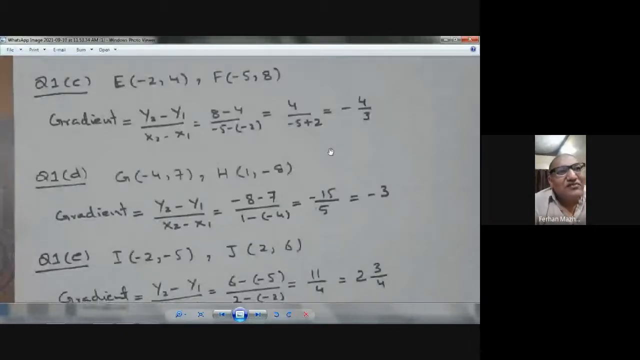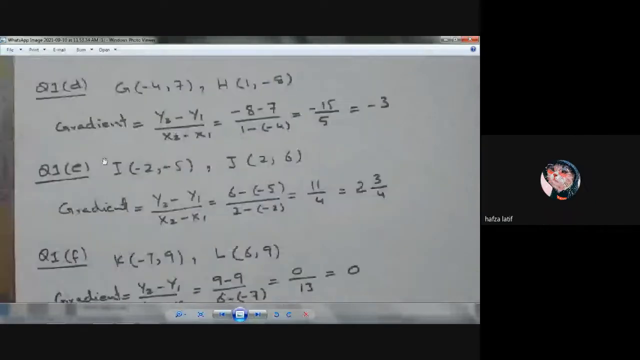So y2 is 8, y1 is 4. So 8 minus 4 upstairs. Downstairs, the x2 value is minus 5, and the x1 value is minus 2. So here it gets a little tricky, because minus 5 minus is in the formula, and then this minus 2 is the value of the x1. So 8 minus 4 will be 4, minus 5 minus minus will become plus, so plus 2. So 4 divided by minus 3. So minus 4 by 3 is the answer. You understand?